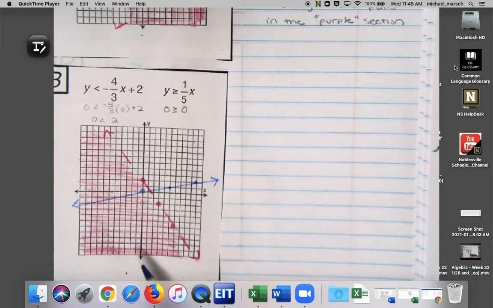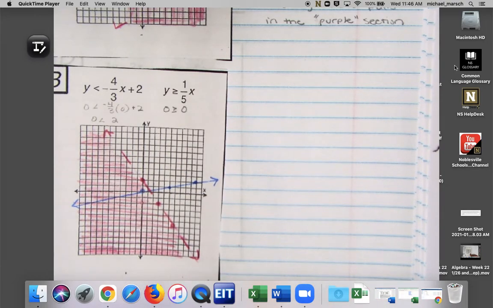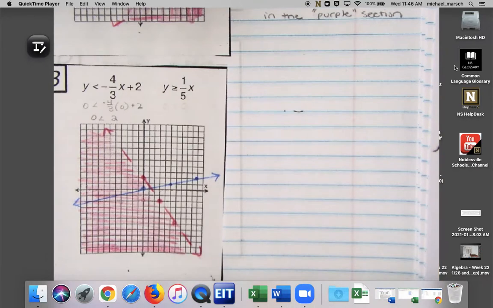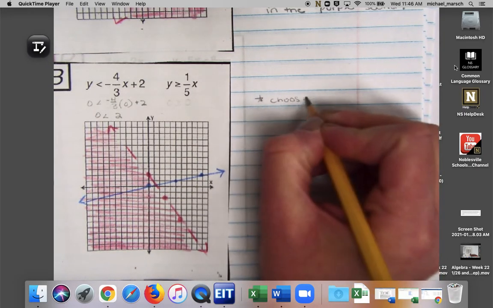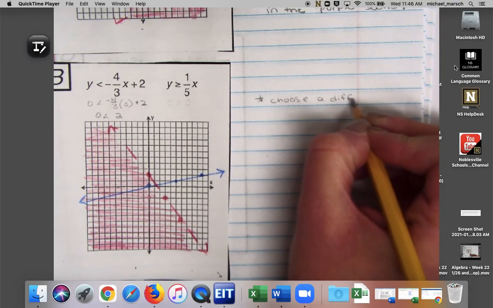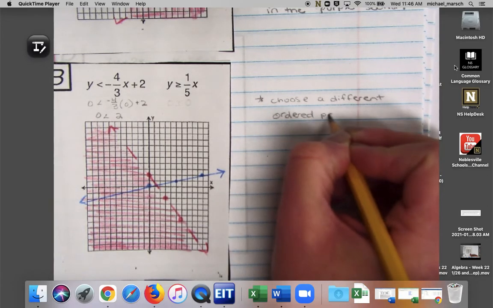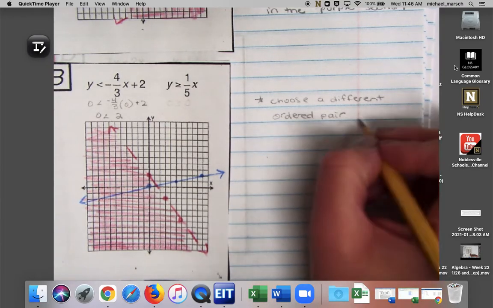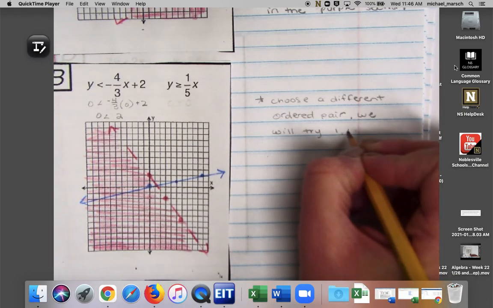Oh, wait. It's on the 0. So how can you shade towards 0? Well, just plug in one. Oh yeah, this is one of the ones where we can't use 0, 0. You're right. We do have to use a different ordered pair. Choose a different ordered pair. So who said 1, 1? Yep, perfect. We will try 1, 1.